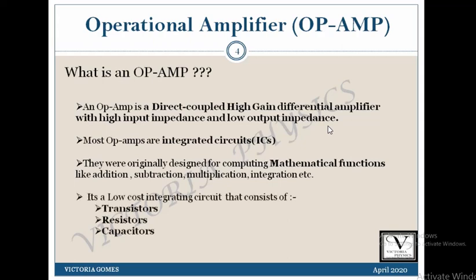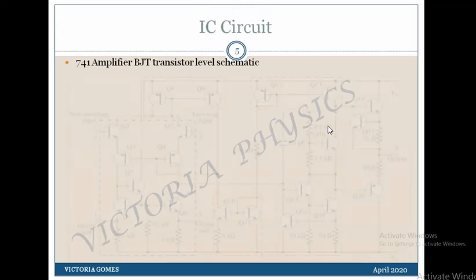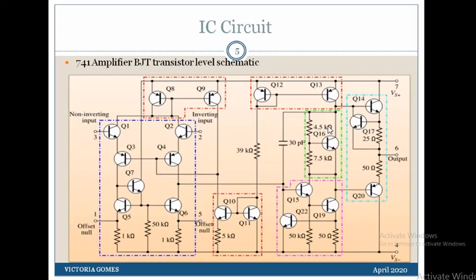So it's a low-cost integrated circuit that consists of transistors, diodes and resistors, which are the only components in a typical IC. Capacitors may be used, but they are small, usually less than 50 picofarads. You can see over here there is a capacitor of around 30 picofarads that is being used.